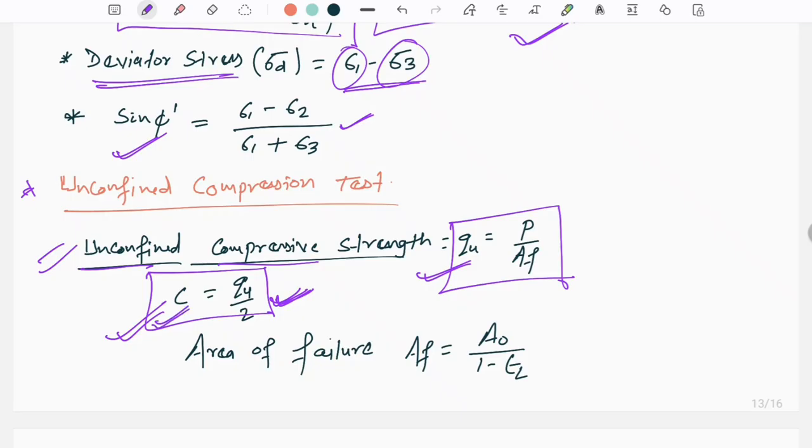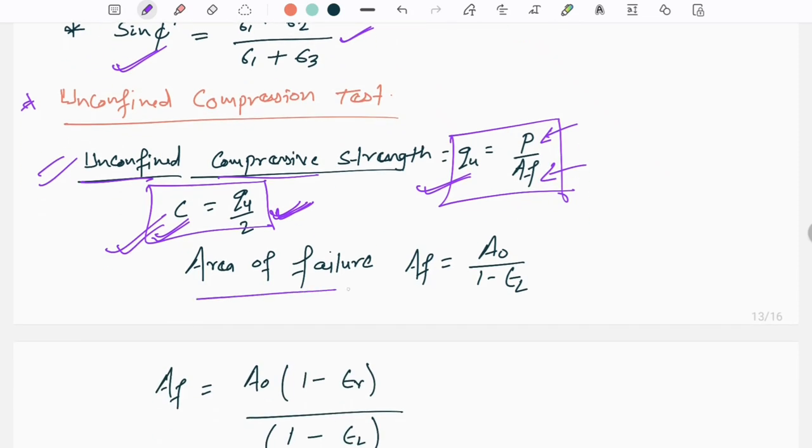If you don't know Qu, it is equal to P upon AF. At that time P is given, and AF you can find by this expression for the area of failure. AF is equal to A naught upon 1 minus epsilon L. A naught is the initial cross sectional area, and this is epsilon L, which is nothing but the longitudinal strain.